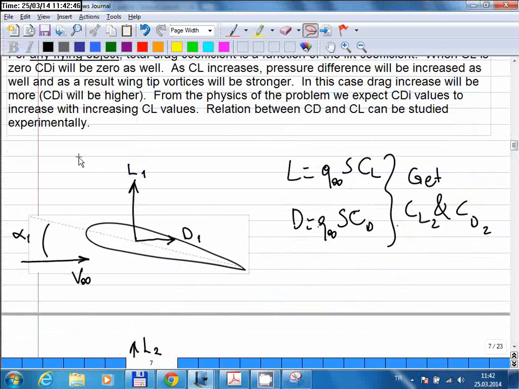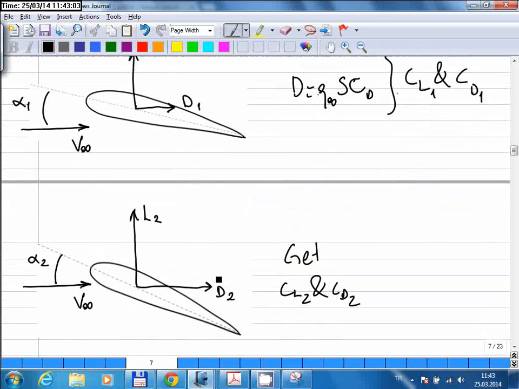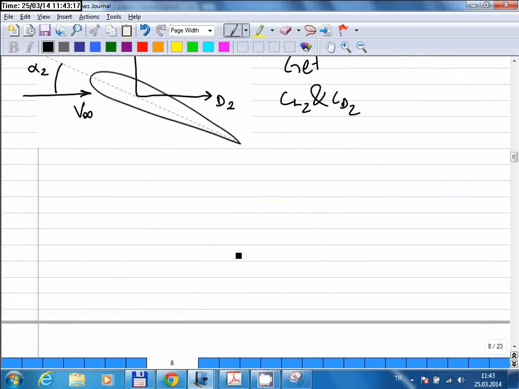So, for example, for this condition, you obtain a certain lift and drag coefficient. So this should be CL1 and CD1, I'm sorry. Okay, and then you repeat the test at a different angle of attack, and you get a different CL-CD pair. Okay, so you do this a number of times. You scan a certain angle of attack range, and then you put all these numbers you found on a graph.